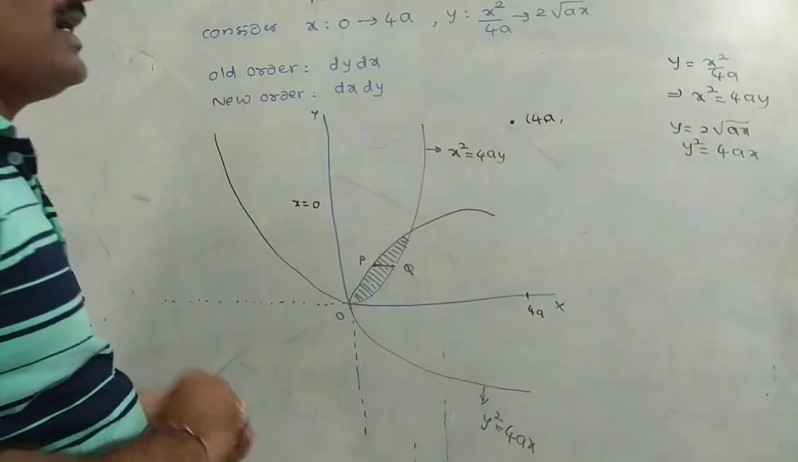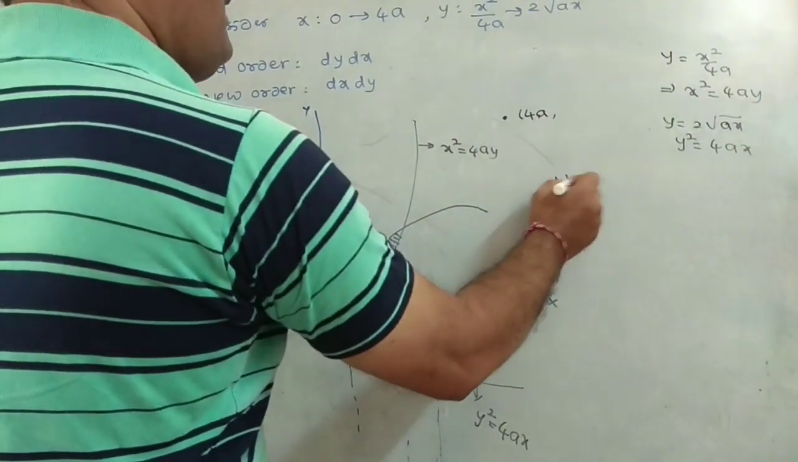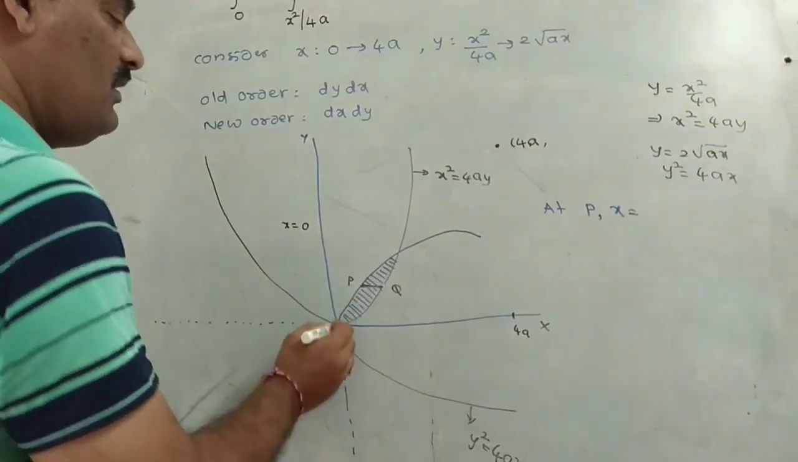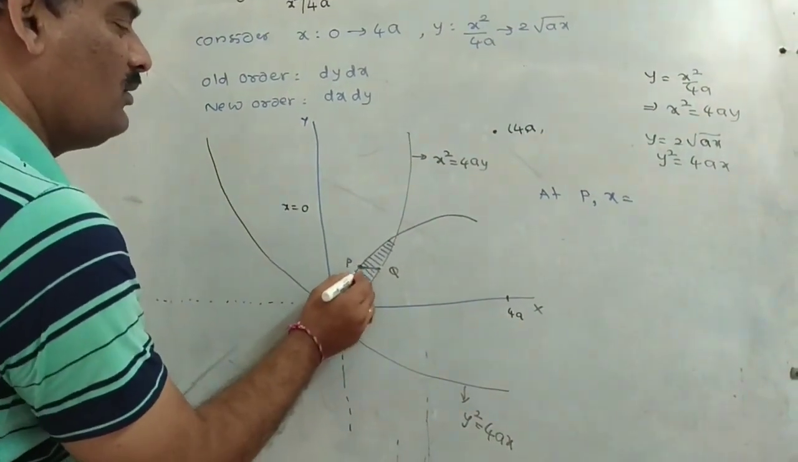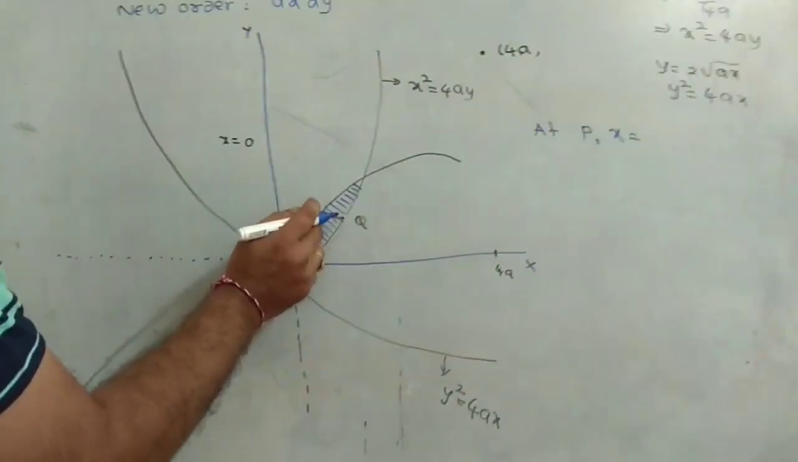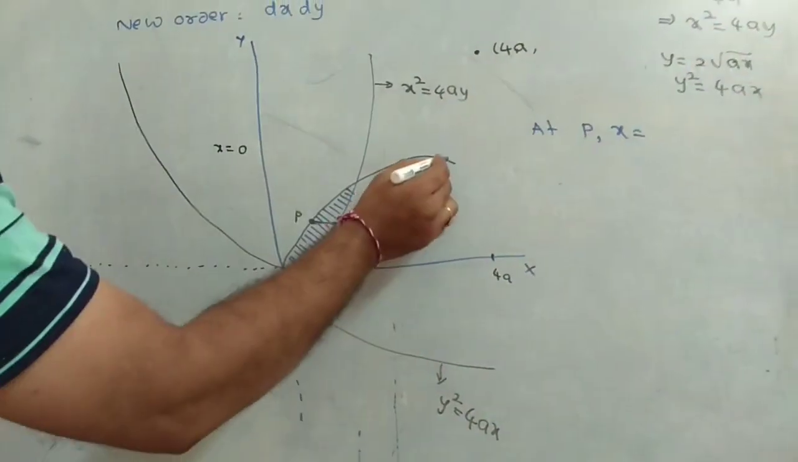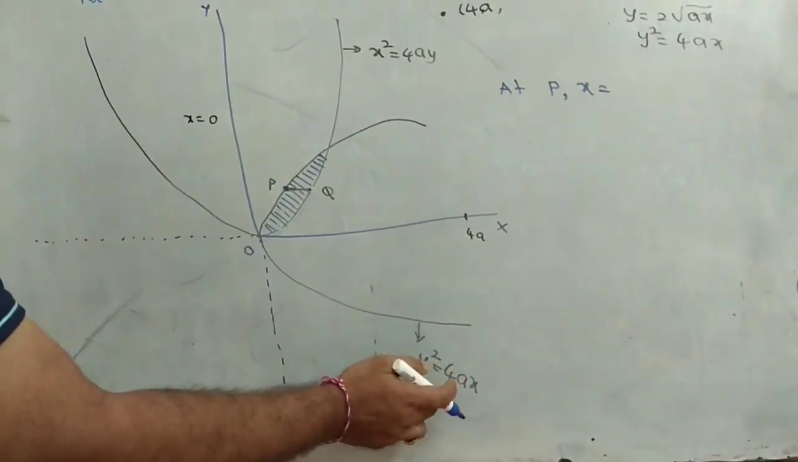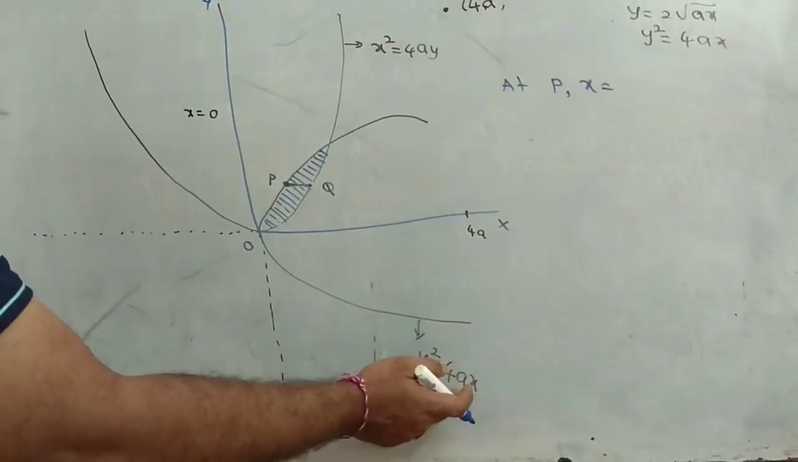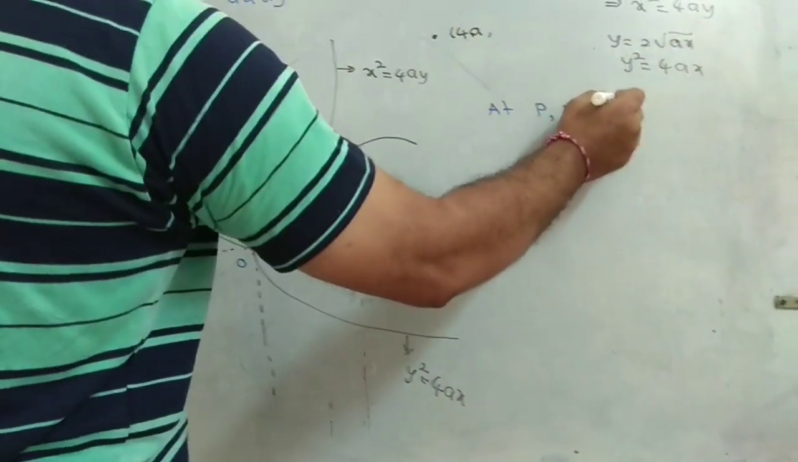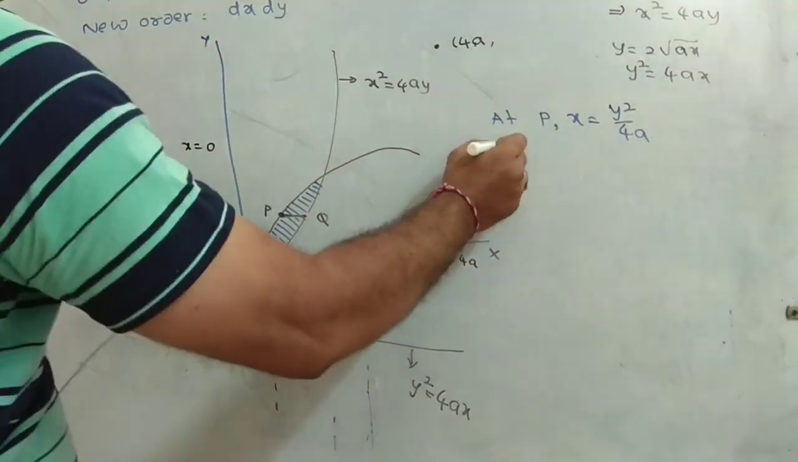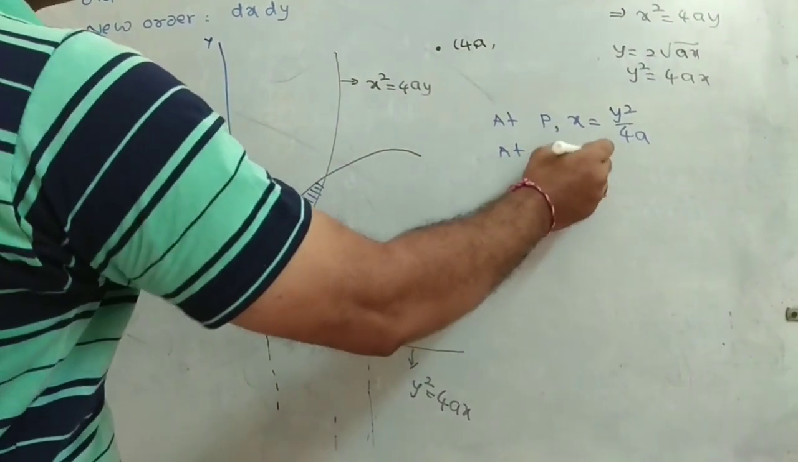Now look at the point here. At P, what should be the x value? This is your P, and here we need to find x. This P is a point on y square equal to 4ax. So from this you identify the x value, which becomes y square by 4a. Similarly, at Q, what should be the x value?